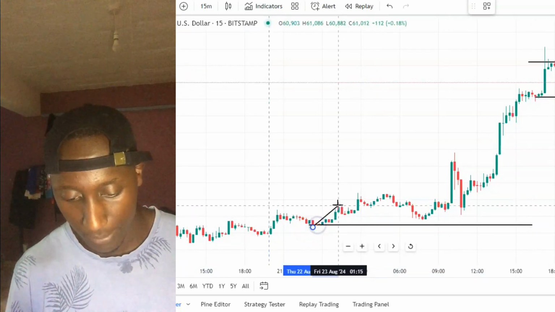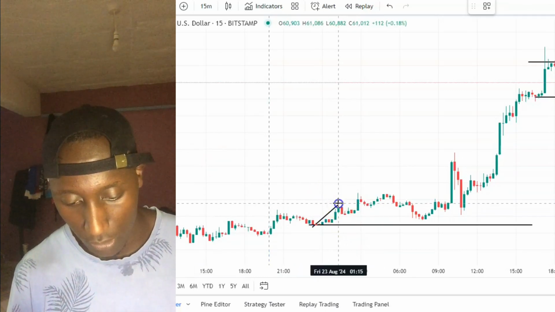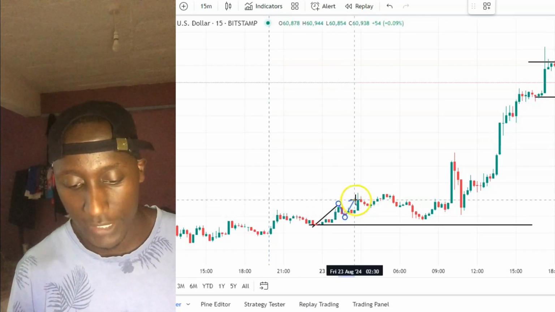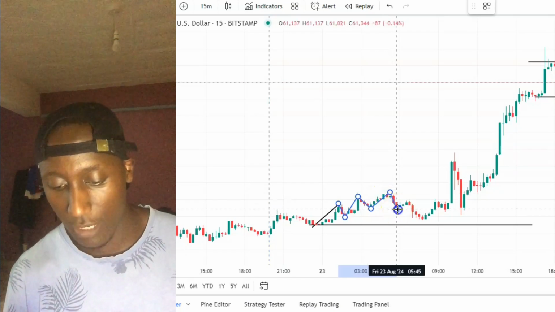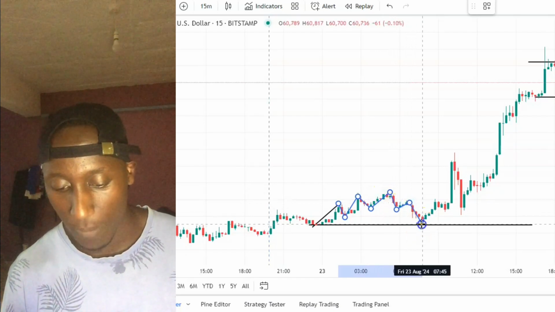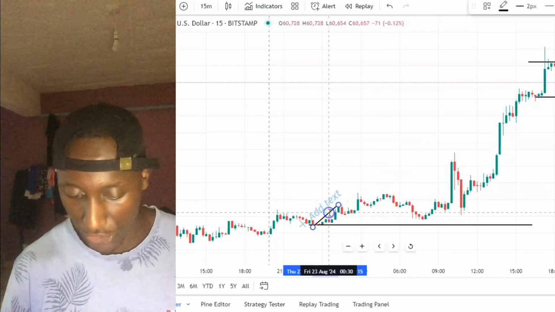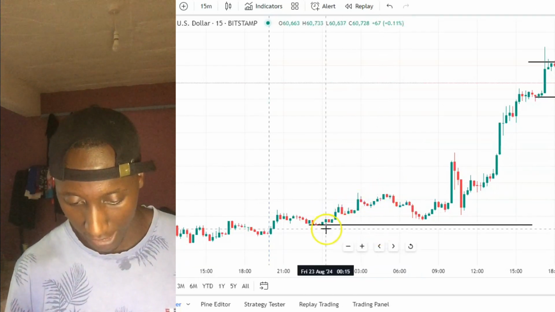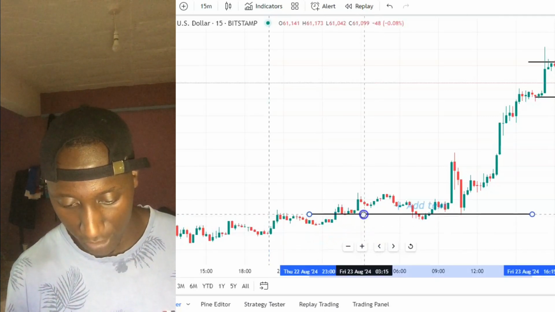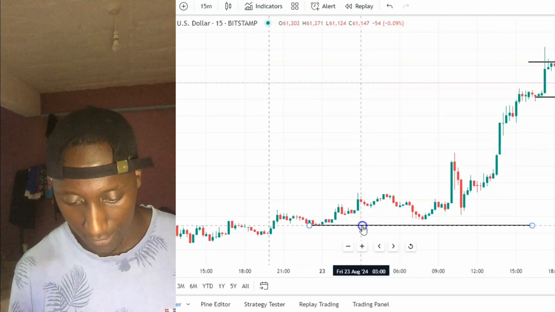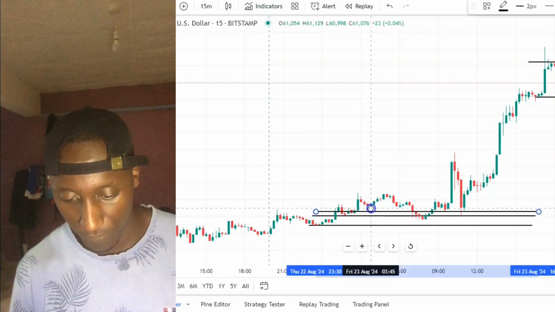So price went up and then price went down. Then price went up, then went down, again and again. But notice, if we draw lines at each low, so we have this lowest point, then the next lowest point is here. And then the next lowest point is here.